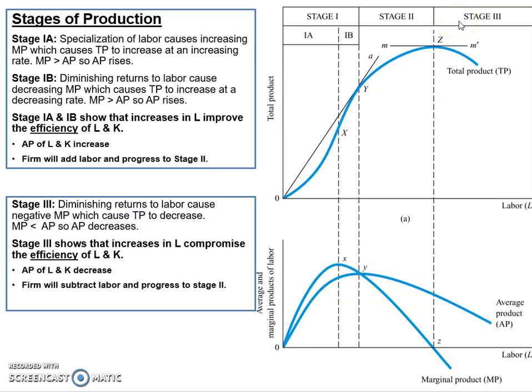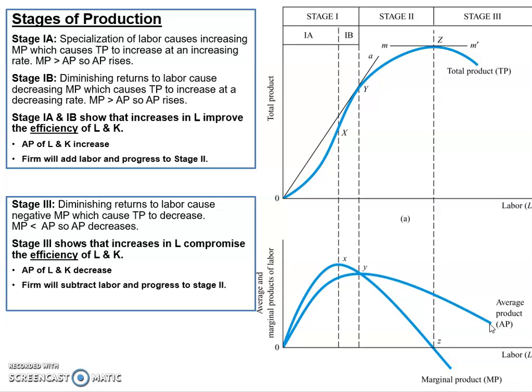In stage 3, we really have the opposite of stage 1A. Total product is going down. Average product is going down. Marginal product is going down, and on top of that is negative. Stage 3 is a phase that is highly unproductive. You can also see the problem of efficiency here. Let's first look at labor efficiency. Well, average product is going down for labor, so labor is becoming more inefficient.